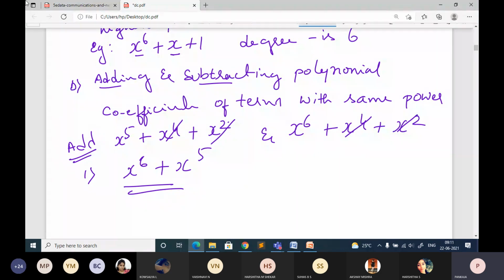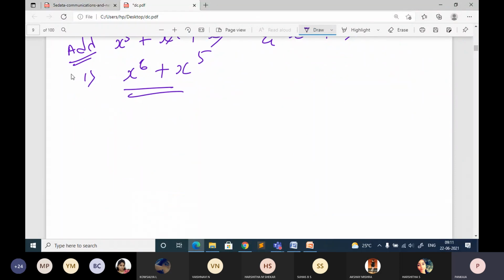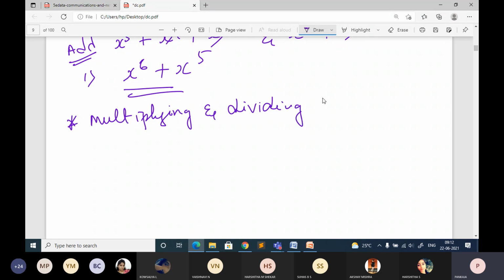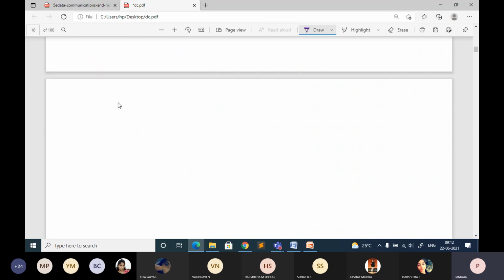Next, multiplying and dividing terms. First of all, everybody knows how to represent a polynomial. Do I need to explain that? Just give me a minute so that if anybody has doubts, I can clear that.